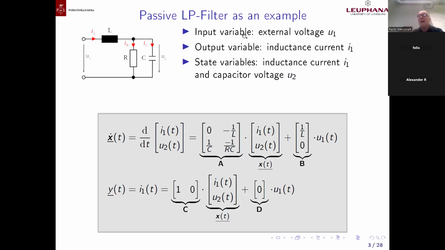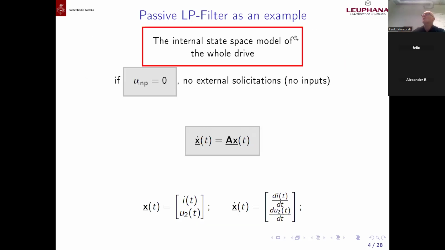Now we can see an input variable U1, the external voltage. External because, as we have seen many times during the last 2 weeks, U1 comes from the controller. The controller is considered somehow an external element, let me call it an element with respect of the system.